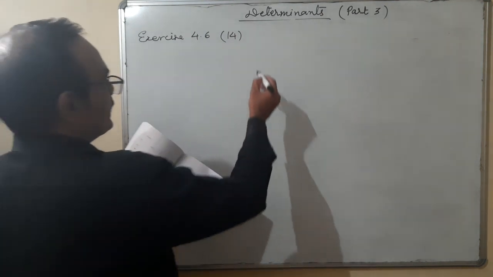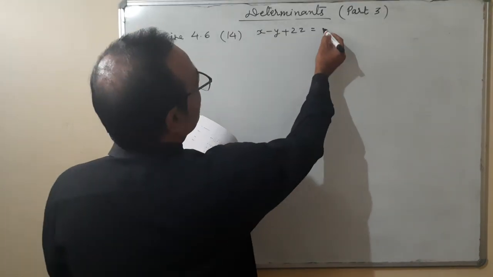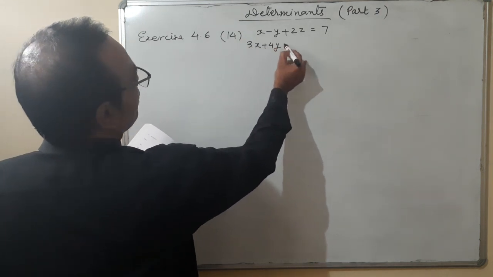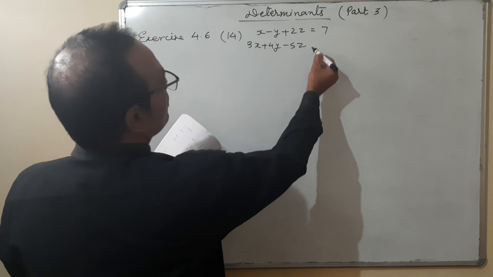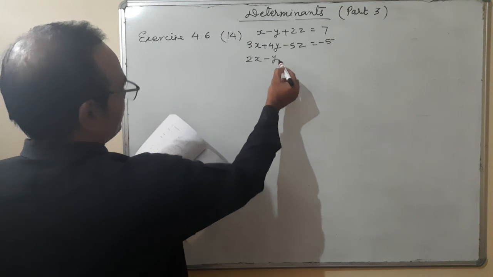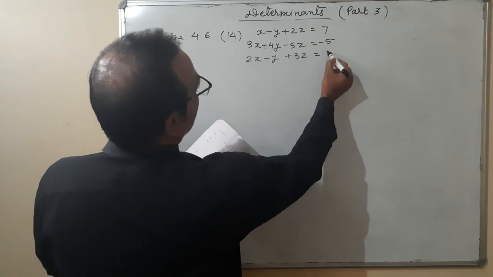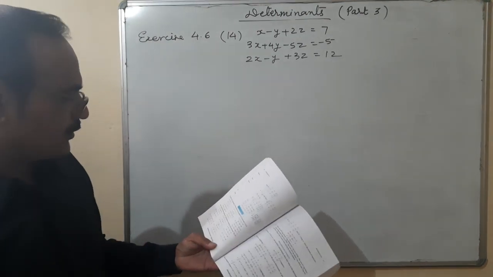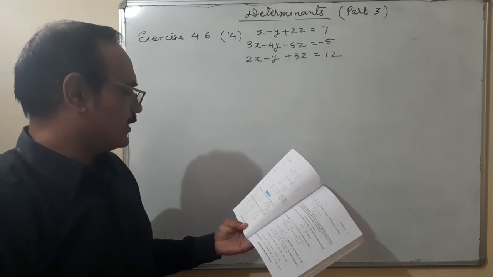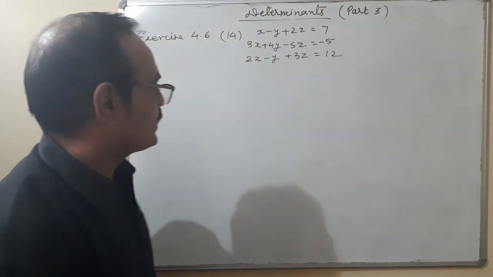x minus y plus 2z is equal to 7. 3x plus 4y minus 5z is equal to minus 5. And 2x minus y plus 3z is equal to 12. Check the question once again. x minus y plus 2z is equal to 7. 3x plus 4y minus 5z is equal to minus 5. 2x minus y plus 3z is equal to 12. Question is, find the values of x, y and z.